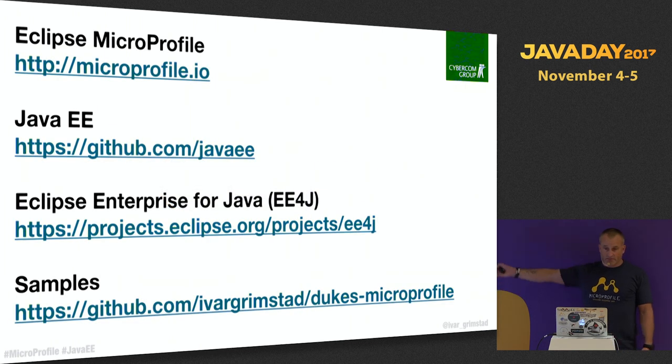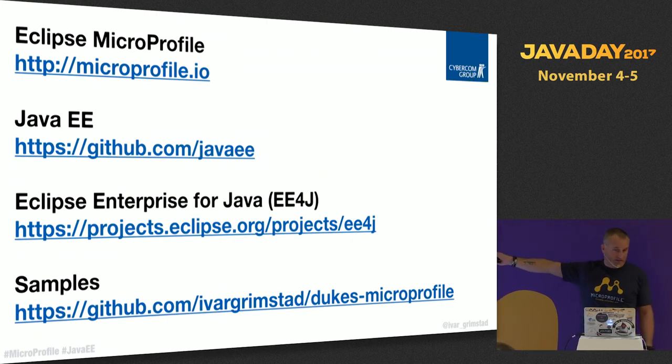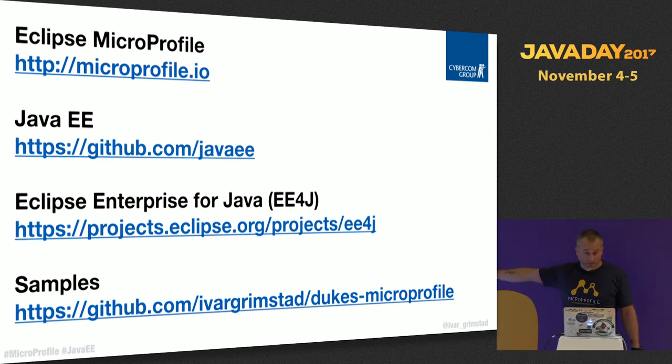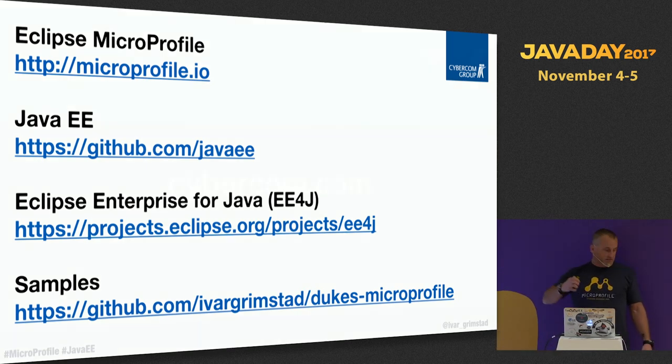These are references: microprofile.io, Java EE on GitHub will be moved to Eclipse. Check out Eclipse Enterprise for Java on Eclipse. The samples for this presentation are on my GitHub. This is Duke's microprofile. I also have the microprofile patterns there. So that's what I had.